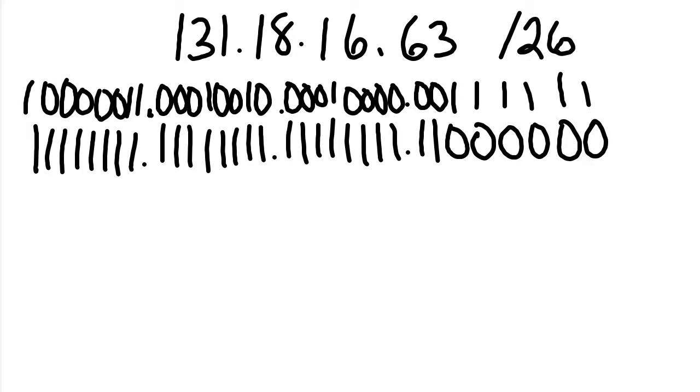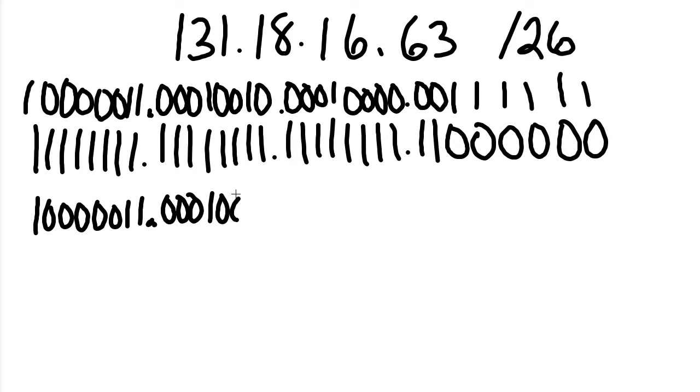Now, the next process is I'm going to AND these two numbers together, and that will give me my network address. That's right. So I get a 1 0 0 0 0 0 1 1, because 1 and 0 is 0, 1 and 1 is 1. There is our first octet. Second octet, 0 0 0 1 0 0 1 0, because 1 and 1 is 1, 1 and 0 is 0, 1 and 0 is 0, 1 and 1 is 1, 1 and 0 is 0.